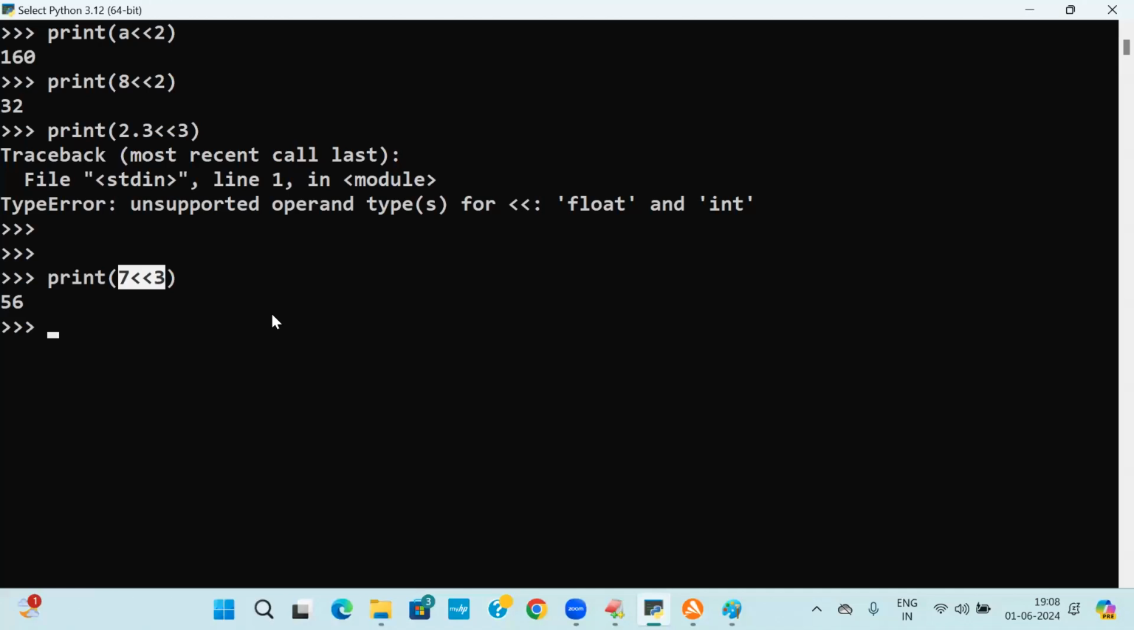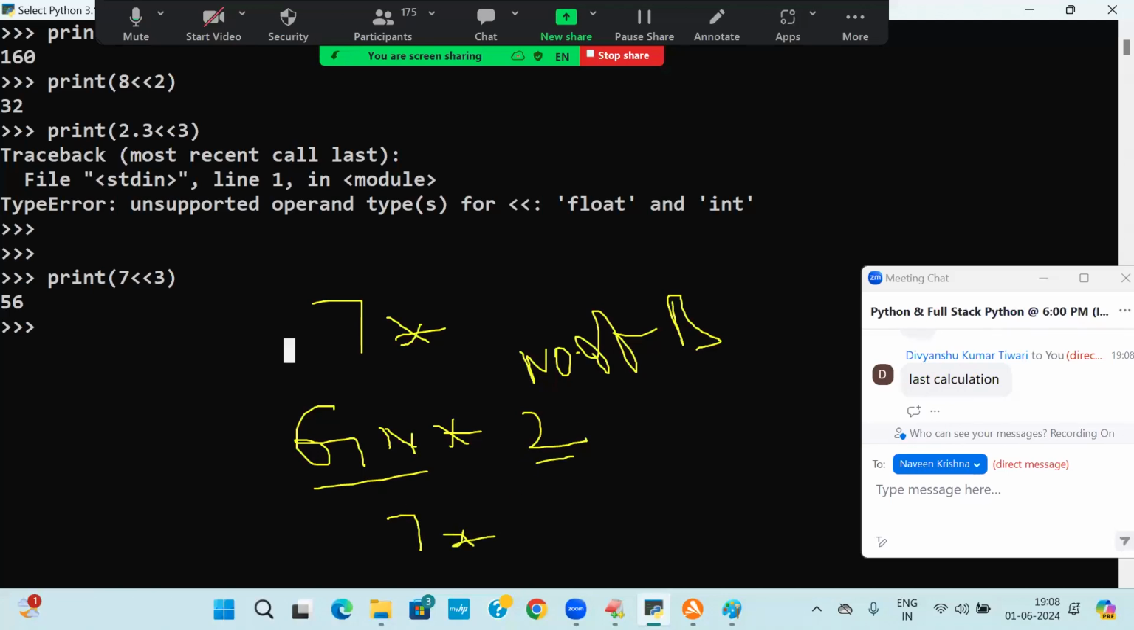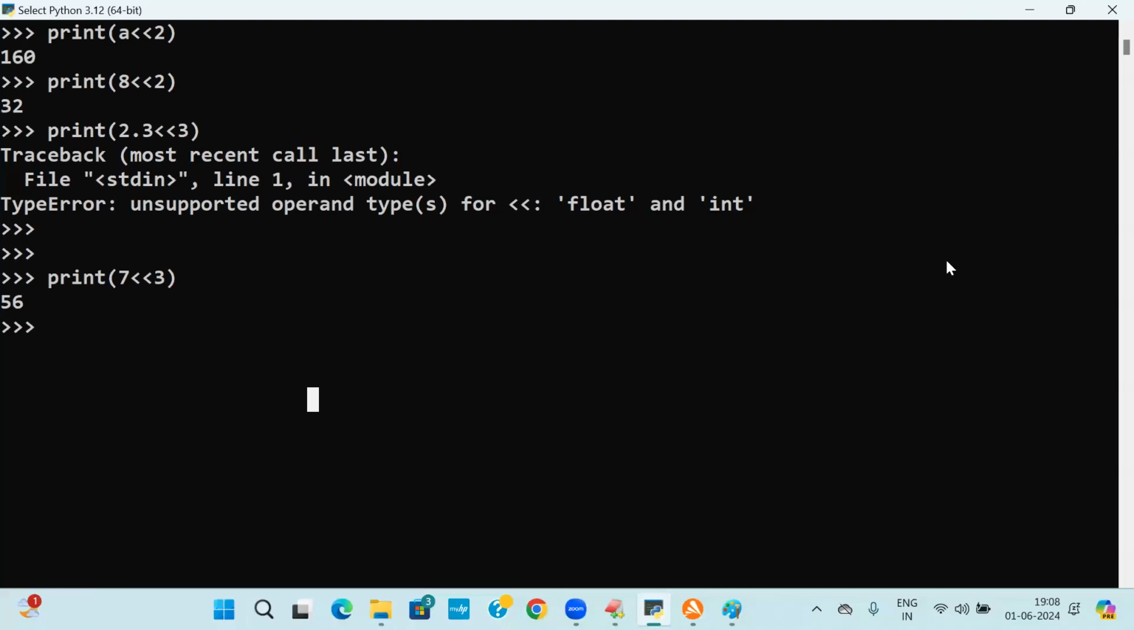This one only: 7 double less than 3. I said the formula: given number into 2 to the power of number of bits. What is the given number? 7. 2 is the same, why 2? Binary bits. What are the bits here? 3. 2 to the power of 3. 7 into 8. 7th table, 8th table. If you learn it, you will get 56. My dear student, so you got it.